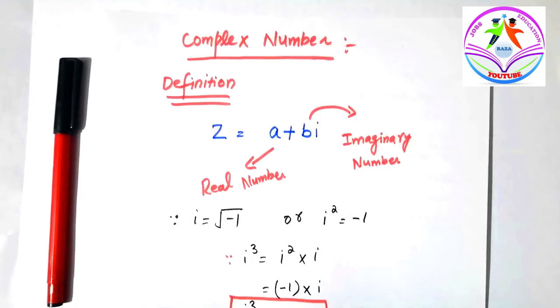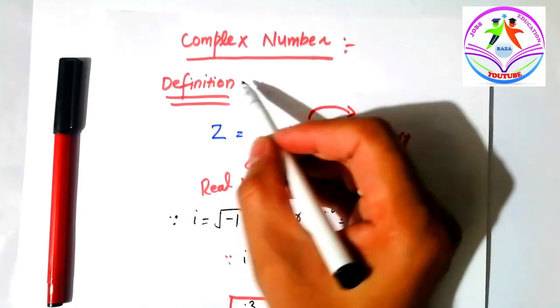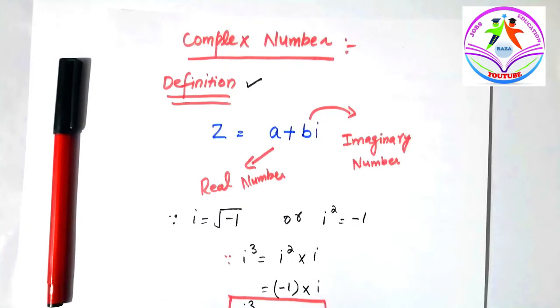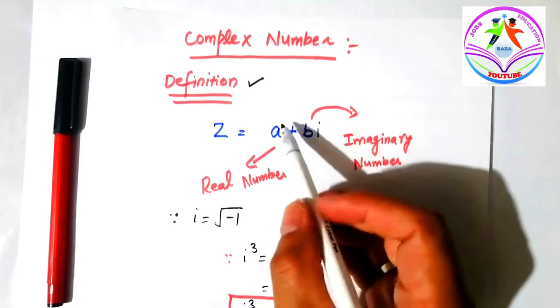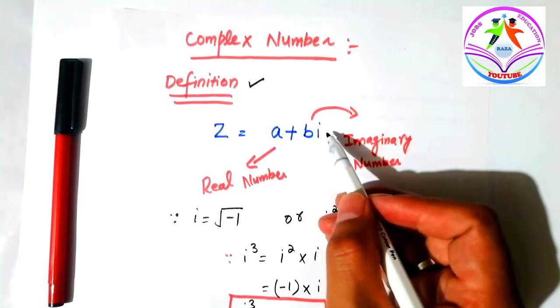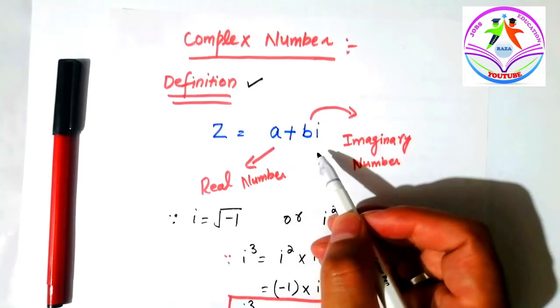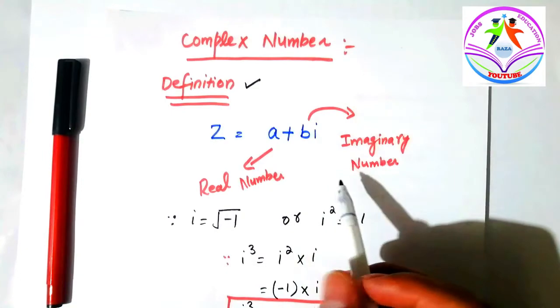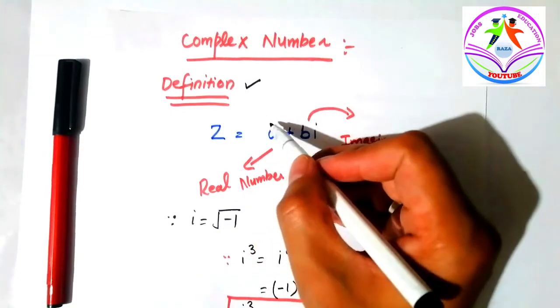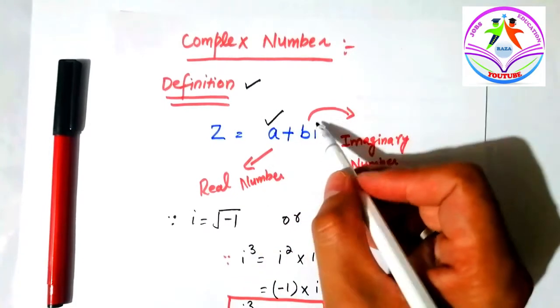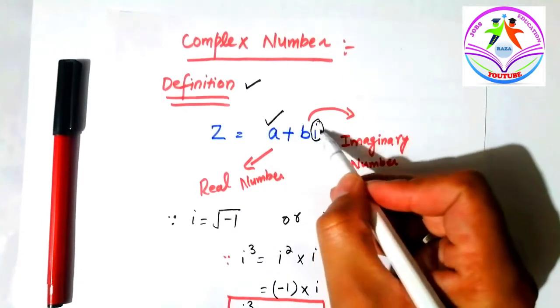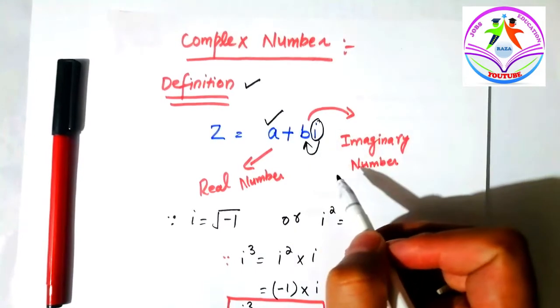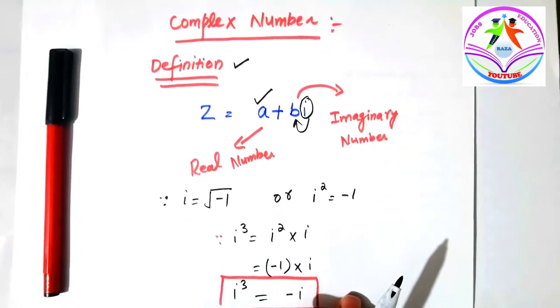So here we have the definition of a complex number and how you can find which number is a complex number. According to this definition, a complex number is a number in the form a plus b iota, where a and b are real numbers. When we put iota with any number, it becomes an imaginary number. So here a is a real number, and we put iota with b, so it becomes an imaginary number.